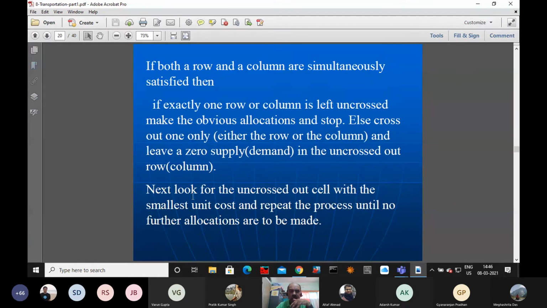Next, look for the uncrossed cell with the smallest unit cost and repeat the process until no further allocations are to be made. So once the first is complete, we look for the next smallest unit cost and try to allocate in a similar manner.